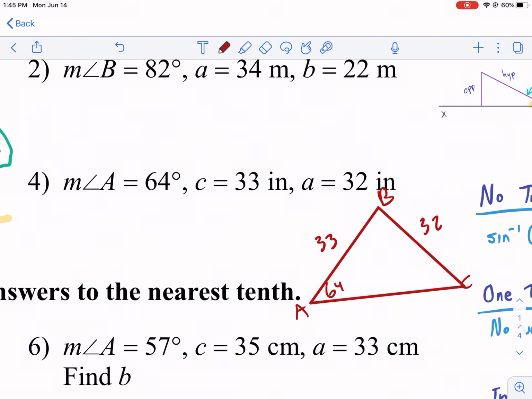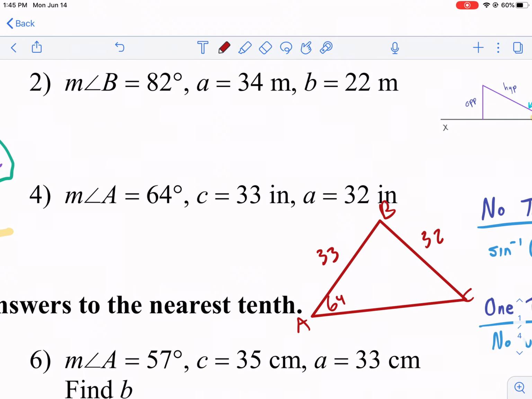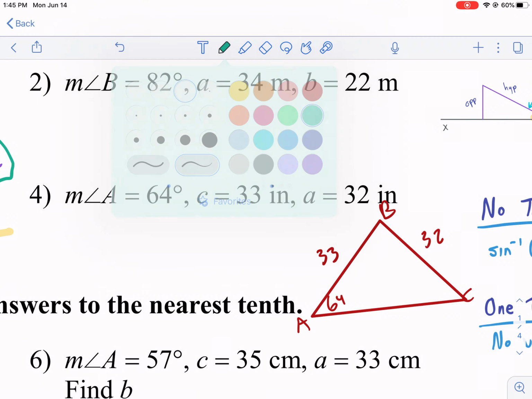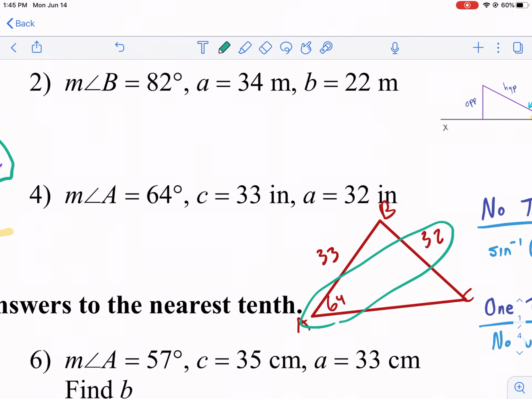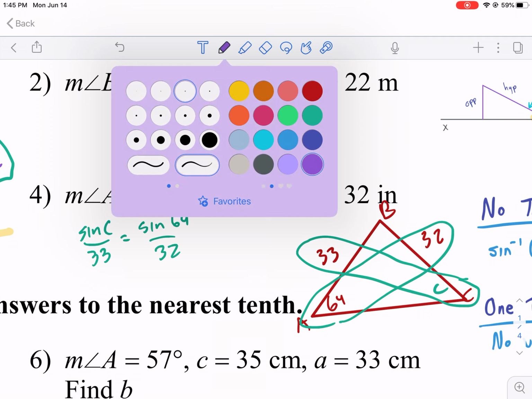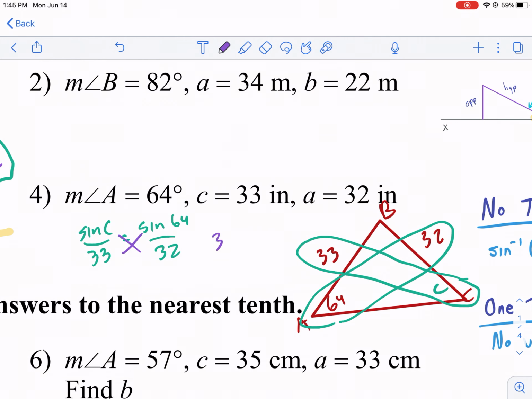Okay, so with number 4, we're going to see if we can get the law of sines cooking here. We have an angle and its opposite side, and then we have only one missing value, and that's C. So we're looking for C here. So we can say sine of C over 33 is equal to sine of 64 over 32. And this is where we get into the math, where we cross multiply. So we have 32 sine C equals 33 sine 64.